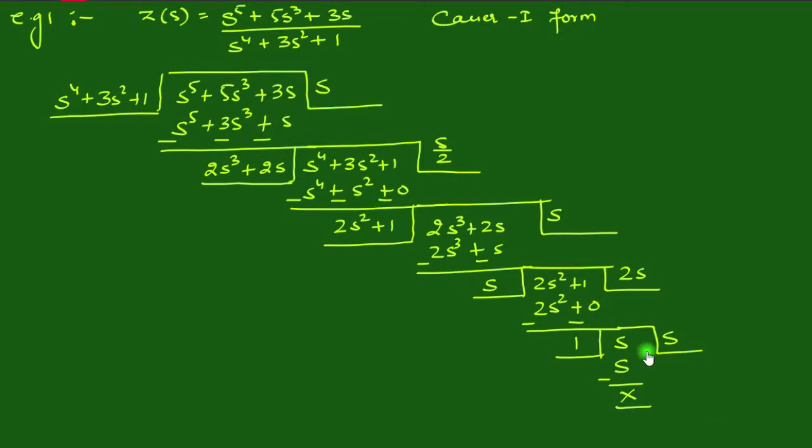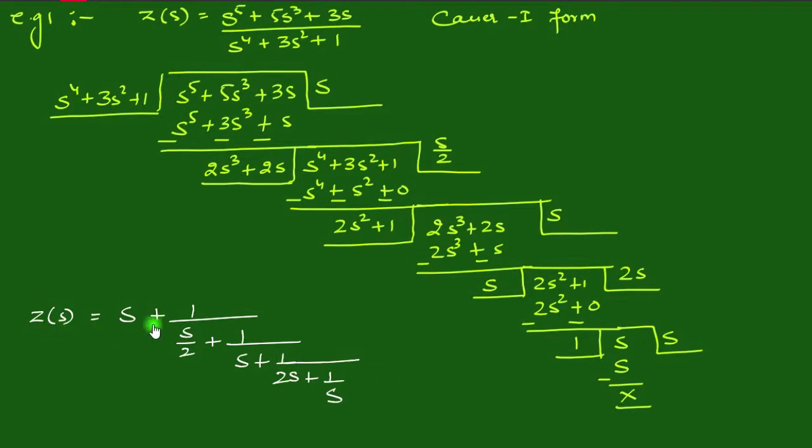Now using this continued fraction expansion, I can write this Z as the first quotient s plus 1 divided by the second quotient which is s by 2 plus 1 divided by the third quotient which is s plus the next quotient which is 1 by 2s and then the next quotient plus 1 by s.